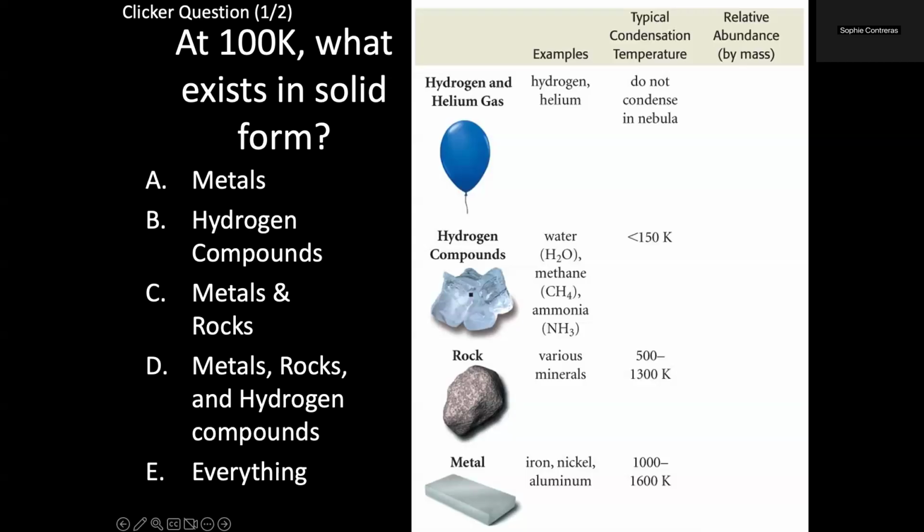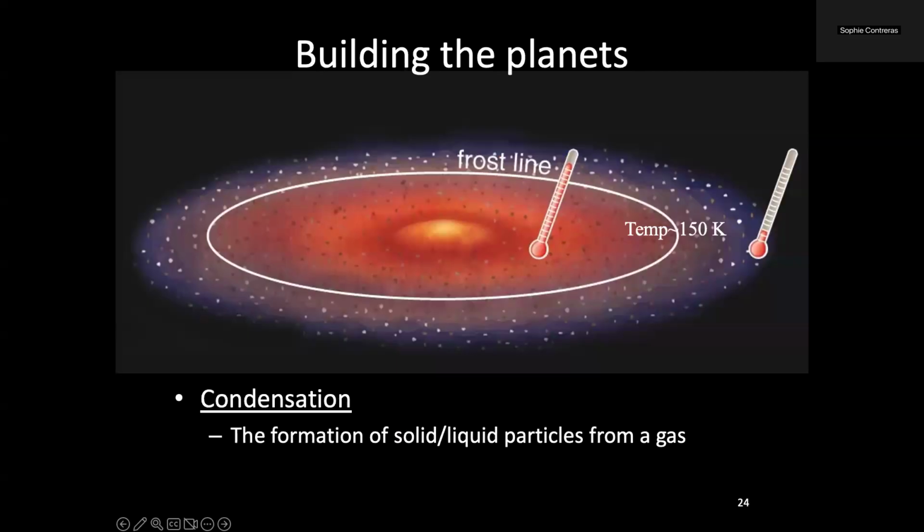Okay. So it's now 100 degrees. Can hydrogen compounds condense? Yeah, they can. It's less than 150. So it must be D. Okay. All right, we're nailing them. All right, let's ask the next question. What the hell does this have to do with anything?